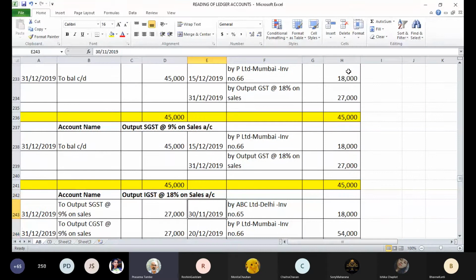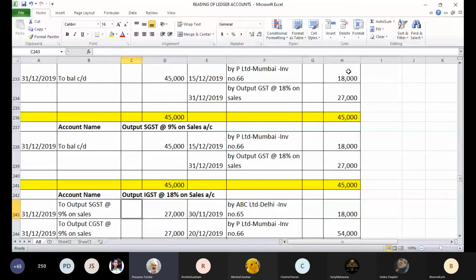So on 30th November, you will find the entry by ABC Limited Delhi, invoice number 65, 1,00,000 rupees, and this entry has come in output IGST account because the party is in Delhi, the customer is in Delhi, so this will be IGST. So how do we record the entry now?